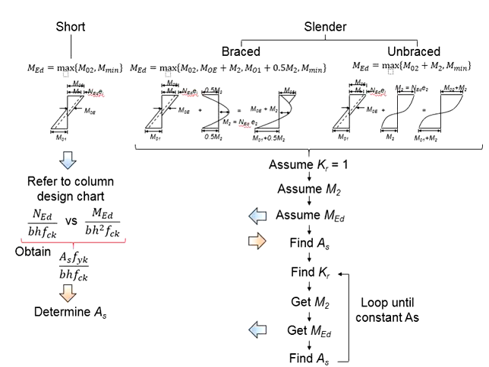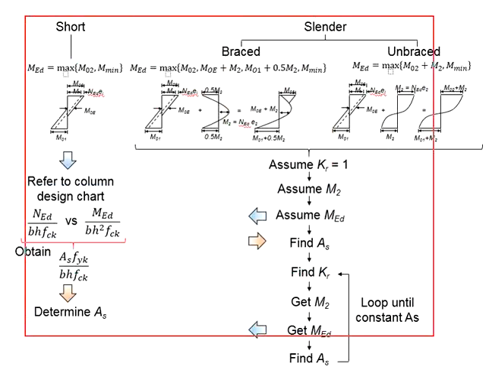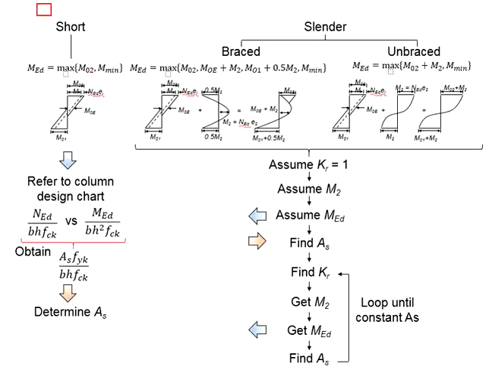If you find this difficult to imagine, maybe you can refer to the flow chart here. Short column is more straightforward. Your MED is determined by the first order moment. Based on the MED calculated, substitute into the equations. Use the column chart to find the AS FYK divided by BH FCK. Use the value obtained from the chart to find your AS. This finishes the design process.